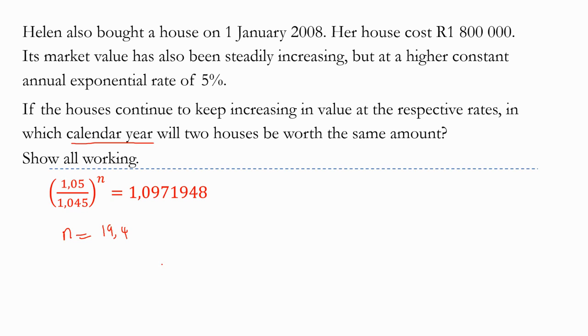So if we add 19 years to 2008, it's going to be 1 January 2027. So it means within 2027, because this is 19.4. Therefore the year is 2027. Done. That's what we're supposed to do.